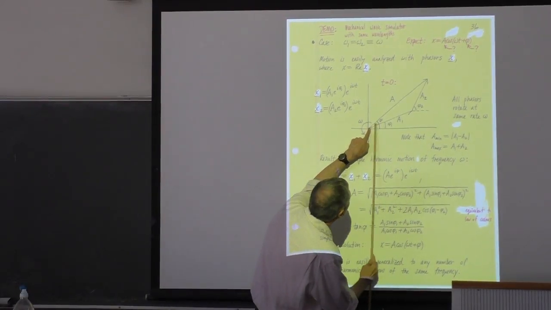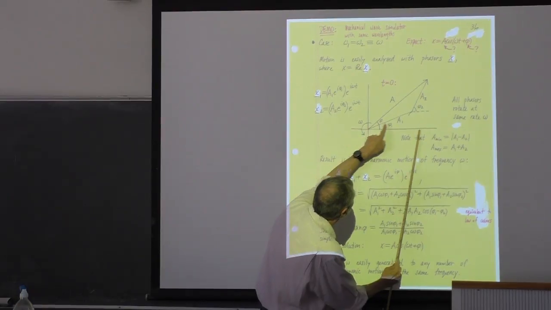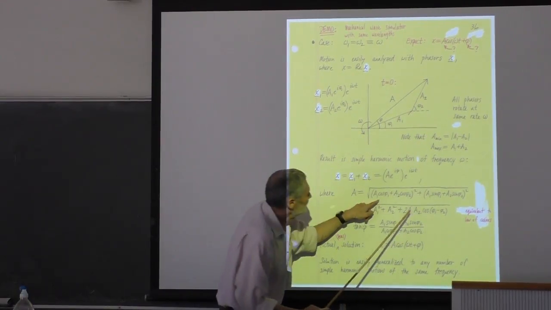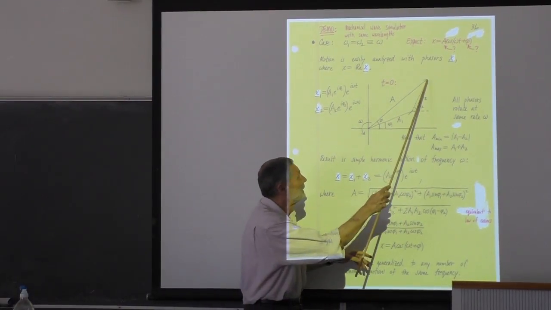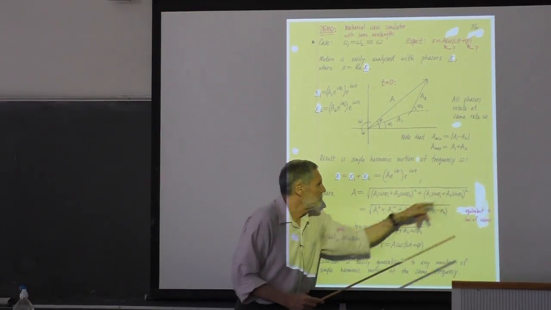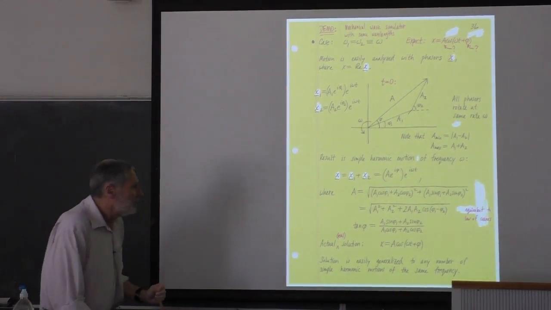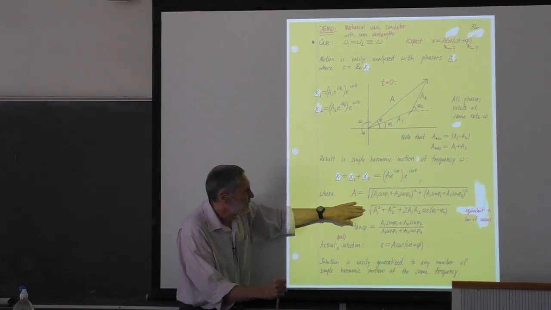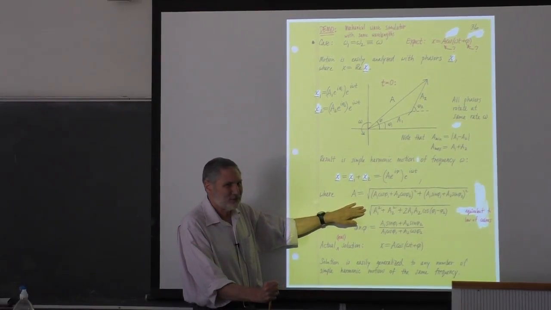The real part is the sum of the real part of this complex amplitude and the real part of that. I sum them, I square them, and then I do the similar thing over here, sum of them, square them, and then I simplify this. And what you end up with is this, and this is equivalent to the law of cosines.